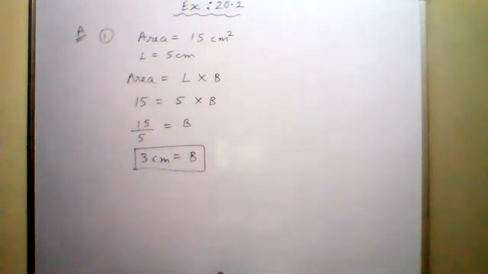Third part, breadth is 3 centimeter given. You have to find the length in the third part. The length will be 14 centimeters. Fourth part, length will be 9 centimeters. The answer is 9 centimeter, fourth part. Fifth part, answer is 5 centimeters. And sixth part, again the answer is 5 centimeters.